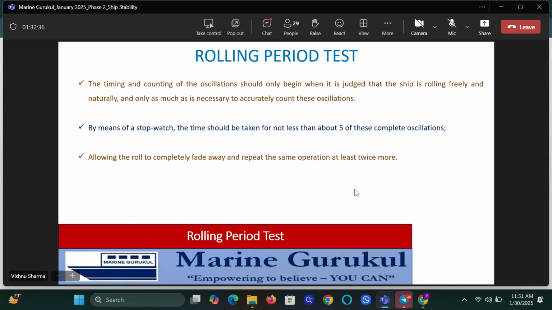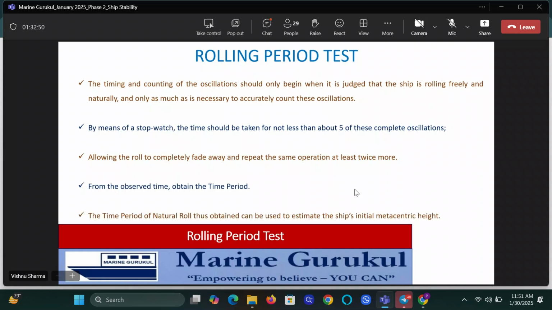Allowing the roll to completely fade away, repeat the same operation at least twice more. That means 3 times you conduct, right? From the observed time, obtain the time period. The time period of natural roll thus obtained can be used to estimate the ship's initial metacentric height. I hope every point here is self-explanatory and clear. Correct, guys? Yes, sir.